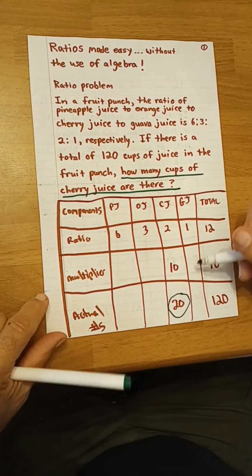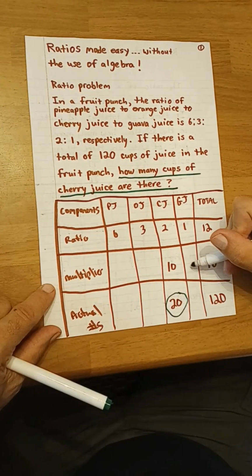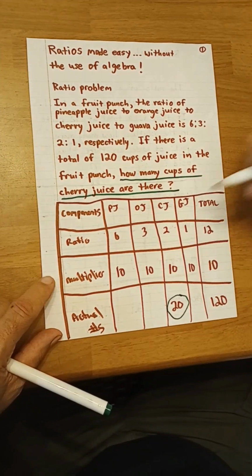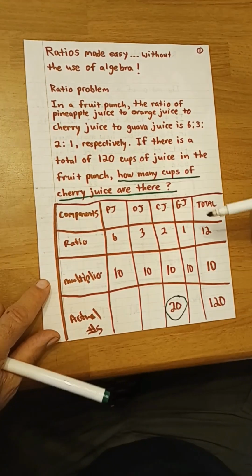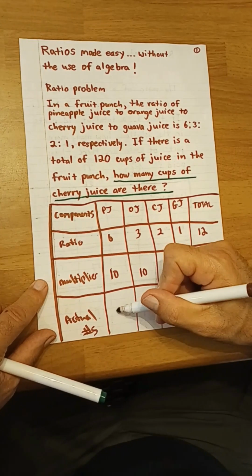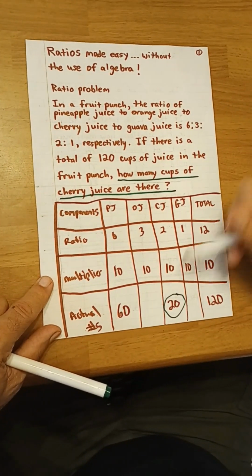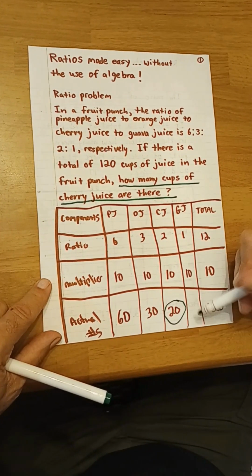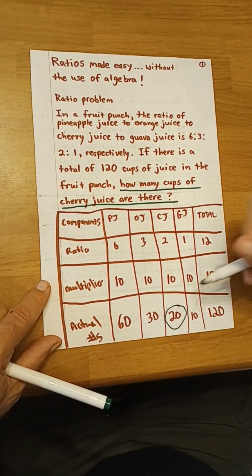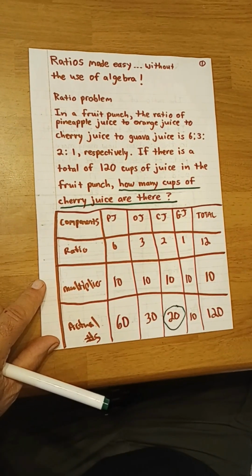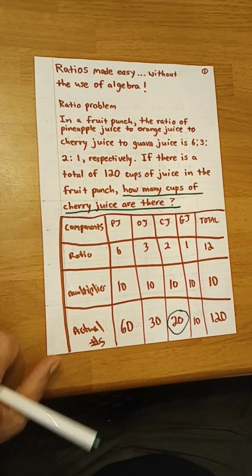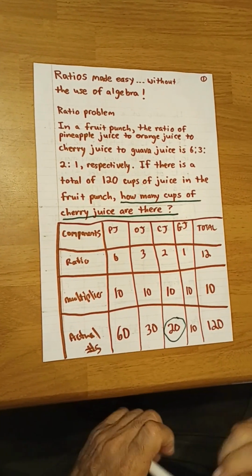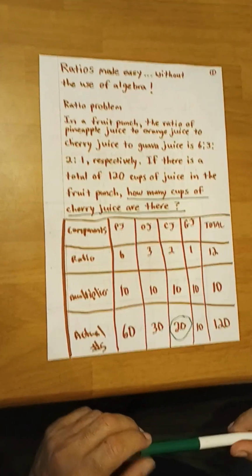And again, we're not being asked for the other juices, but if we were, we could simply put our multiplier on all of them and then just multiply down. So we would have 60 of pineapple, 30 of orange, 20 of cherry, which is our answer, and 10 of guava. And if we add those, we see that they do add up to 120. So that's all there is to ratios. Learn the ratio box, organize the data carefully, and you will be fine.